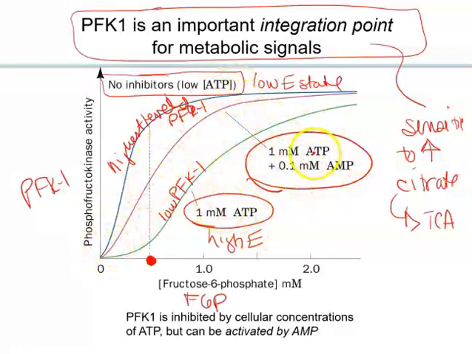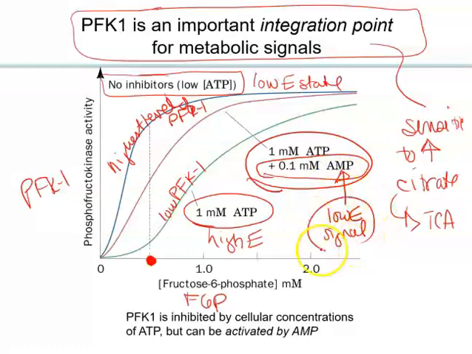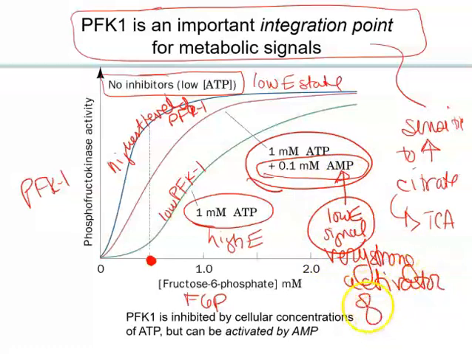We have the same amount of ATP as we did in the high energy state, but now we have just 1/10 the amount of ATP present as AMP. We have 0.1 millimolar AMP, and AMP is a low energy signal. And AMP is a very strong activator of PFK1.